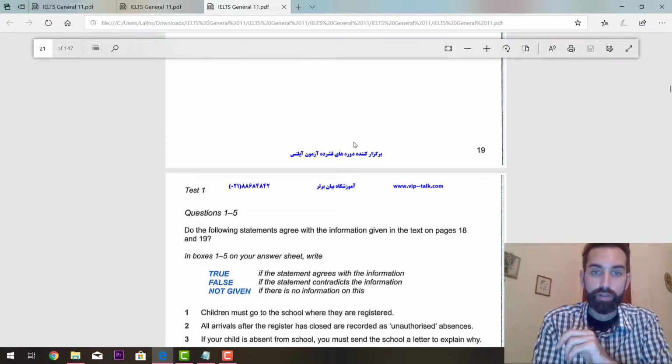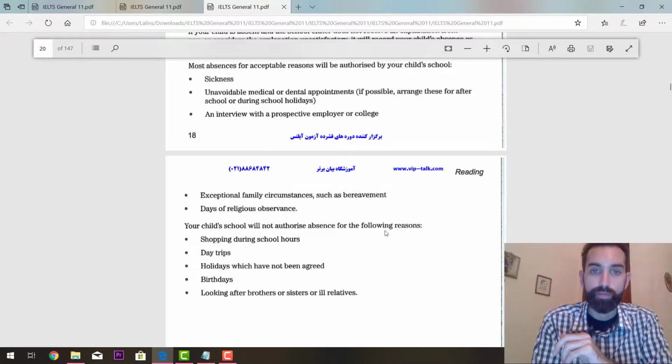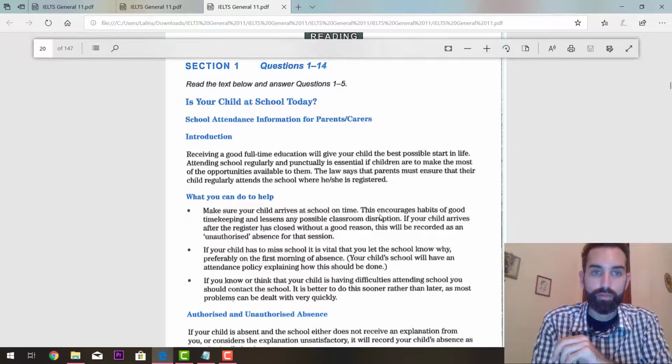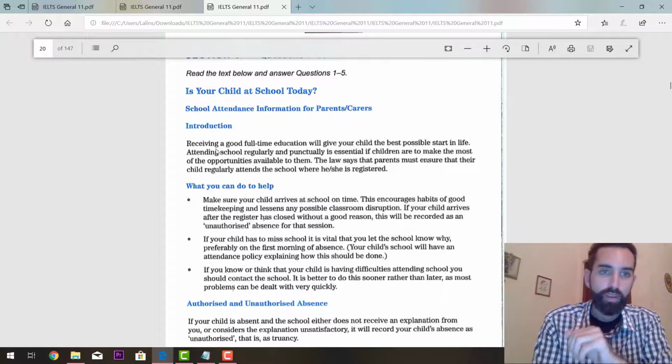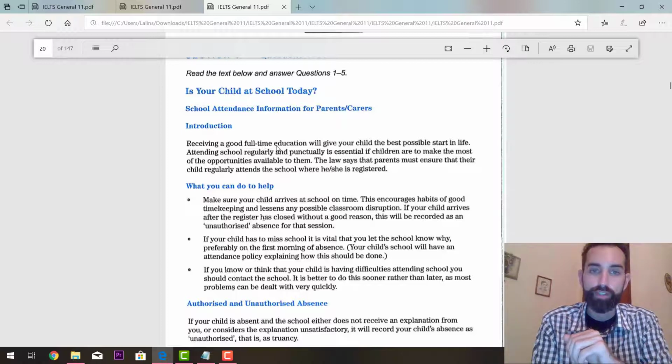Okay, so let's go through the reading piece above. Here we go. Okay. Is your child at school today? School attendance information for parents/carers. Introduction. Receiving a good full-time education will give your child the best possible start in life. Attending school regularly and punctually is essential if children are to make the most of the opportunities available to them. The law says that parents must ensure that their child regularly attends the school where he/she is registered.